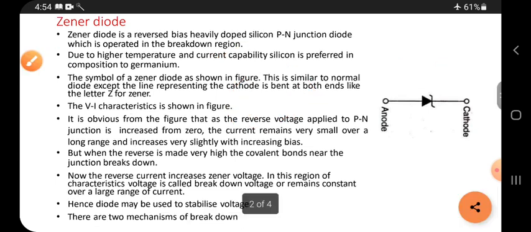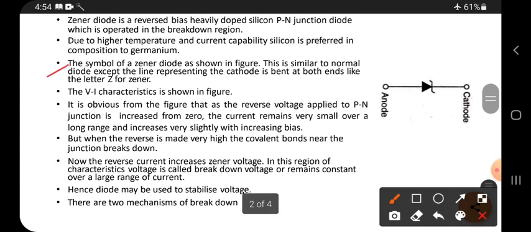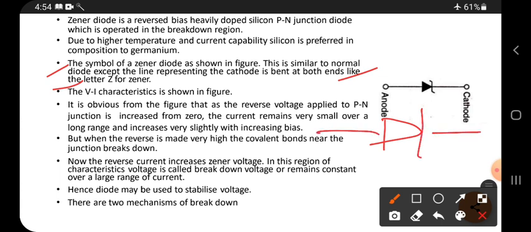The symbol of the Zener diode is as shown in the figure. This is similar to a normal diode except that the line representing the cathode is bent at both ends like the letter Z for Zener. So actually the diode symbol is like this, but what they have done here is this end is bent like this and this end is bent like this. So this appears like a letter Z. So Z stands for Zener.